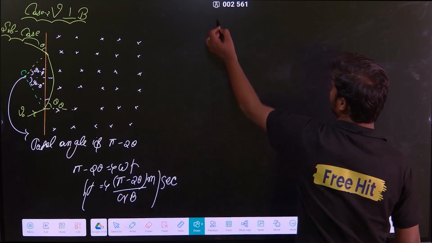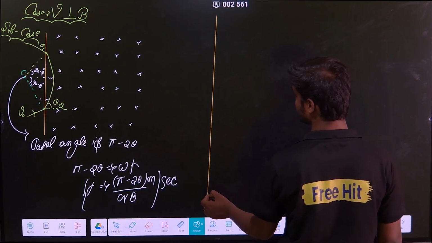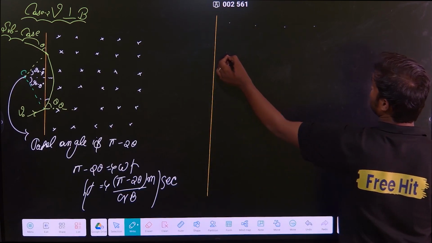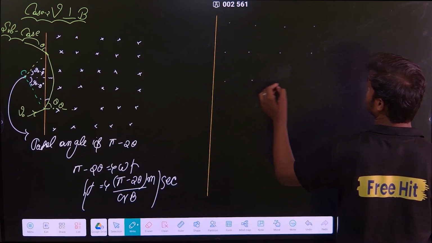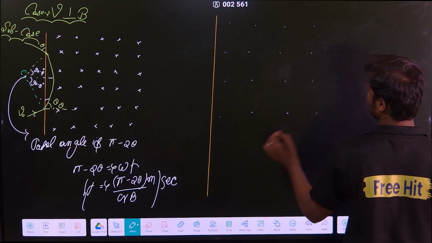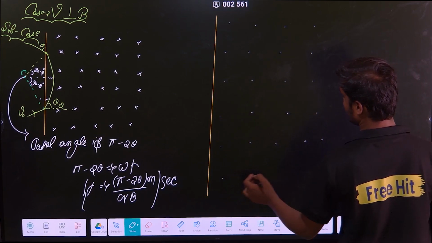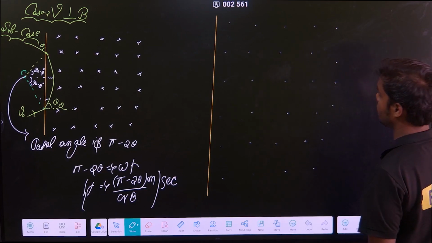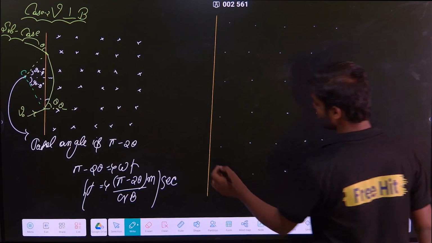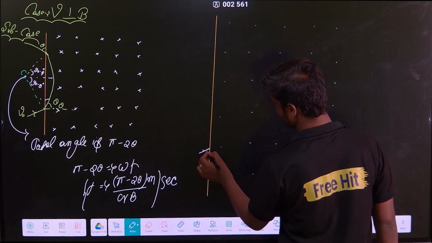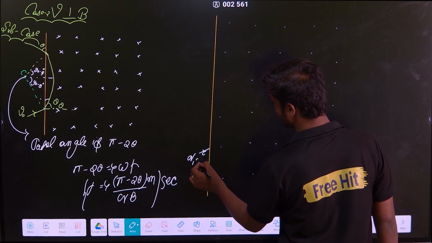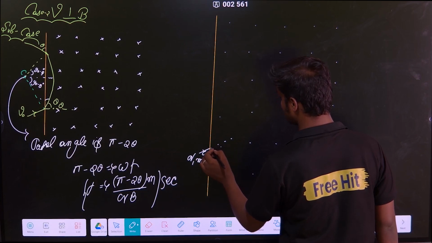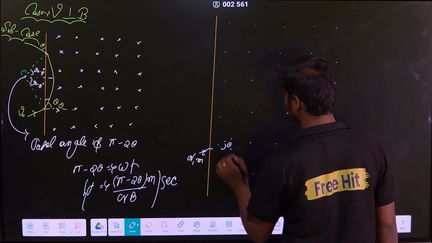Okay, you can take the same case with the opposite direction also. What I am trying to say is, you can take the same case, but instead of taking the magnetic field inside, you can take the magnetic field outside. Suppose I am doing the same thing: I am sending a charged particle of charge q and mass m with a velocity like this, making an angle of theta with the horizontal.